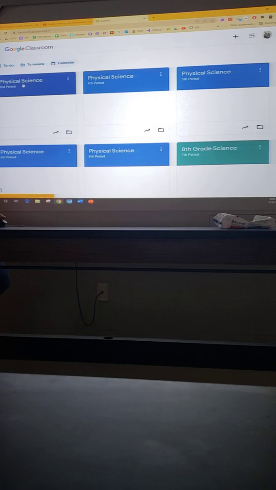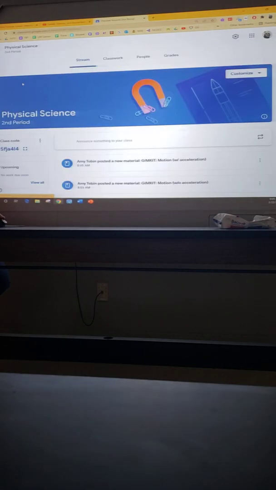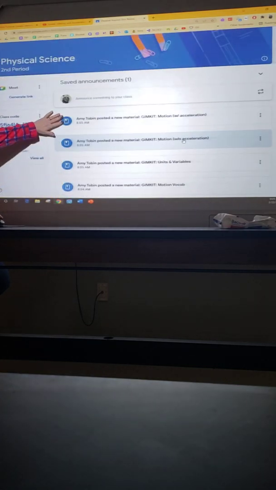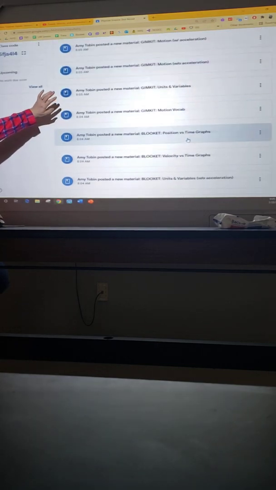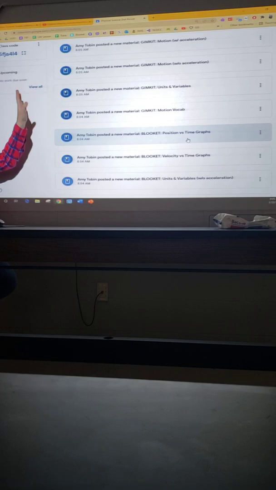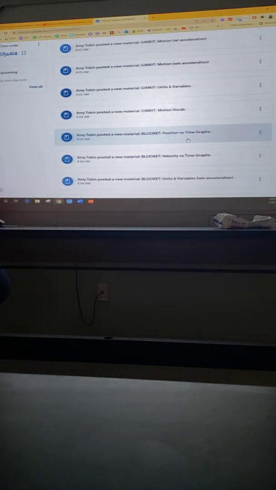All right, so you can see there's motion with acceleration, motion without acceleration. There's units and variables. This is such an important thing because we're going to do speed, velocity, distance, and displacement. And the units are usually what give people more trouble than the numbers.